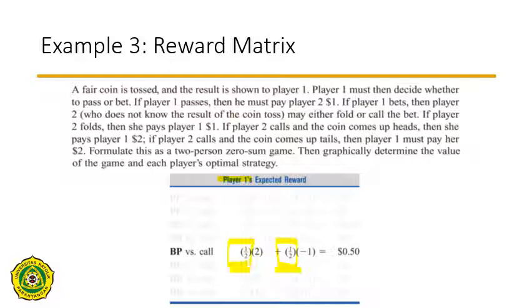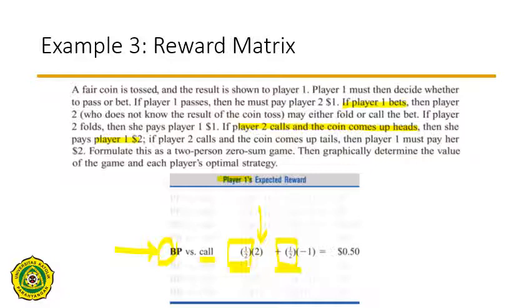Now let's see what happens when the coin comes up heads using this pair of strategies. The coin comes up head, the first player bets. The first player bets, the second player calls. So the second player calls, the coin comes up heads. It means that the second player pays the first player $2. And that's why you see number 2 here. It means the row player, or player 1, wins $2.